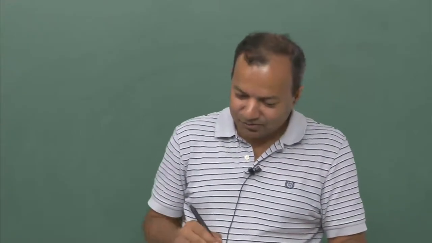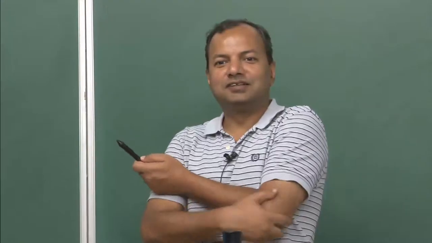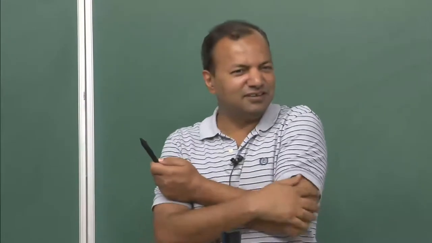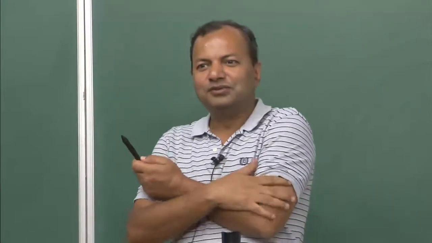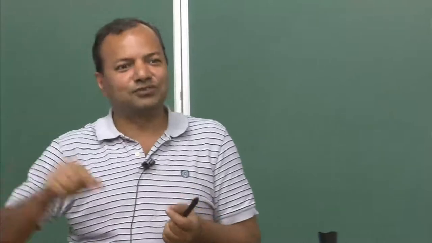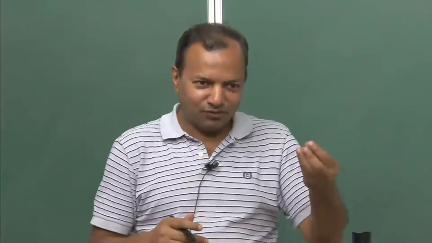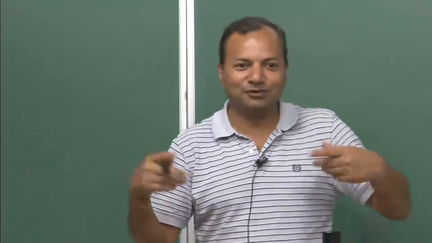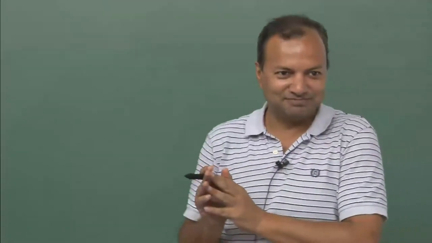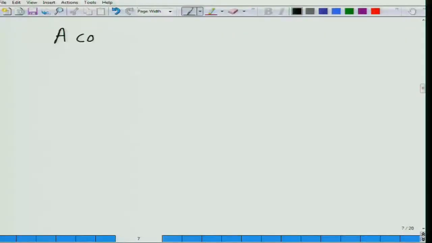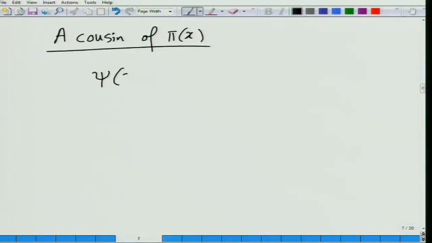Okay. So, the problem is that pi x is a messy, very messy function to handle. So, we were trying to connect pi x to some cousin of zeta function, which does not seem feasible. So, we do the next best thing. We start with a cousin of pi x and try to connect it with some cousin of zeta function. So, at least two levels of interaction and then it works. Okay, so, here is a cousin of pi x. And it is called psi x.